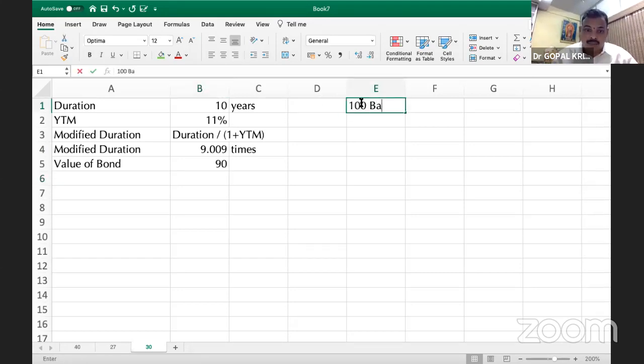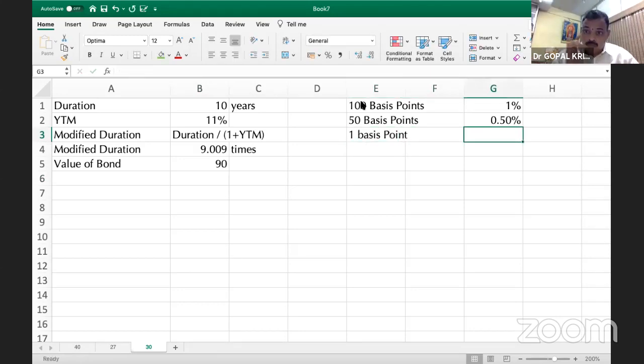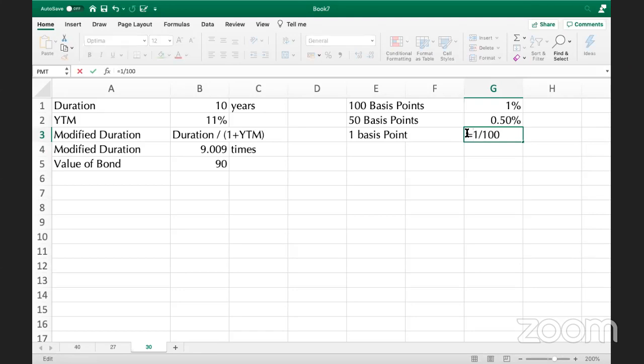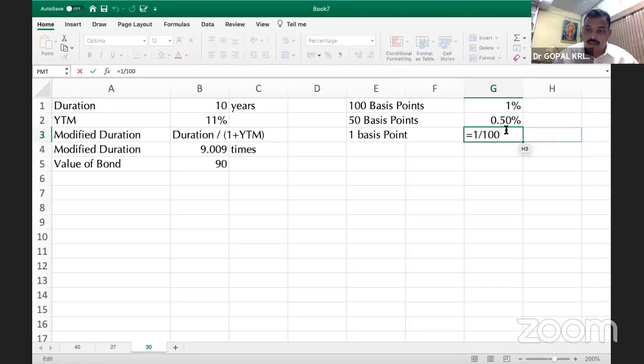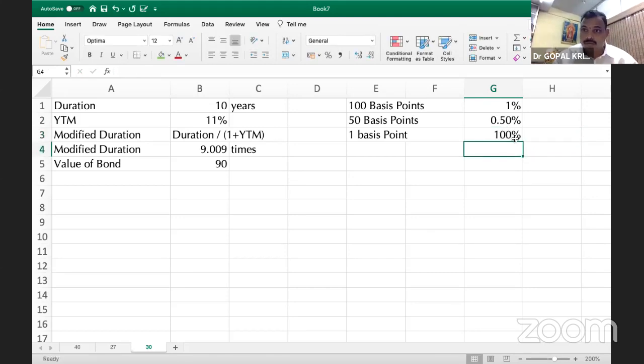Now please look at this. 100 basis points means 1%. 50 basis points means 0.5%. 1 basis point means 1 divided by 100%, so 0.01%. Please be very careful. 1 basis point means it is not 1%, it is 0.01%.